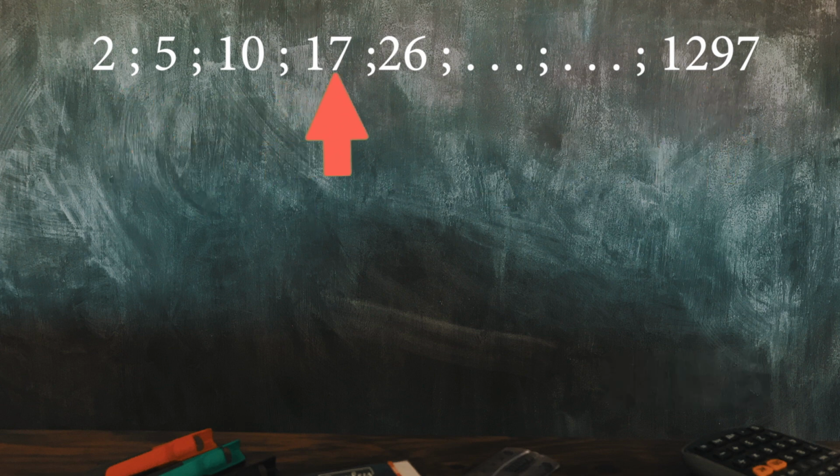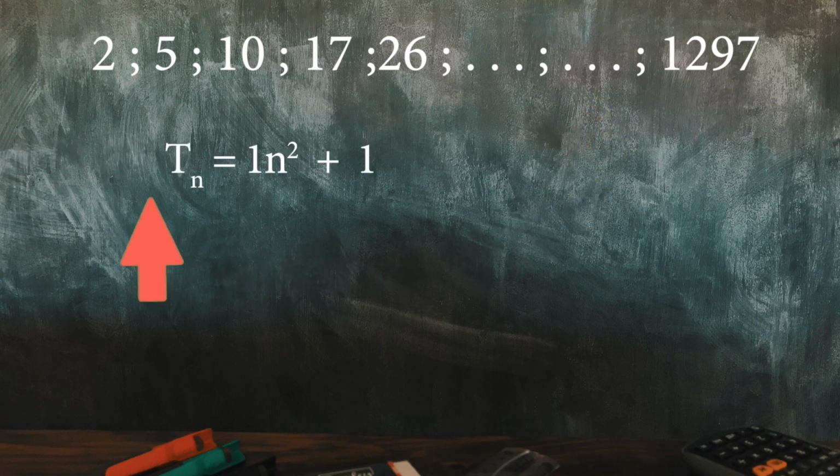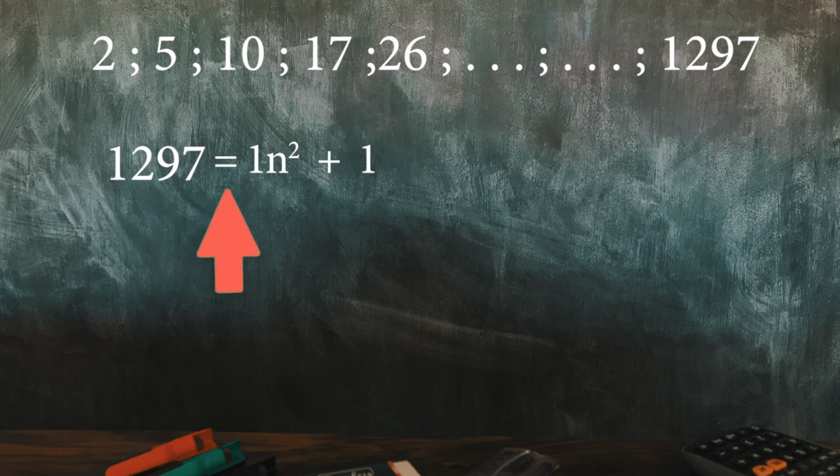This is exactly the same quadratic sequence that we had in our previous lesson, and this is the general formula that we calculated before. Now, we want to know the how manyth number is this 1297. So in order to do that, we are going to make use of this general formula. And in the place of Tn, we are going to put this 1297. There it is. And it's equal to 1n squared plus 1.